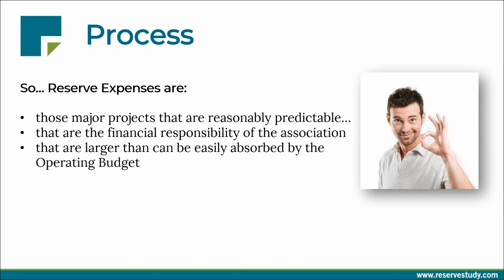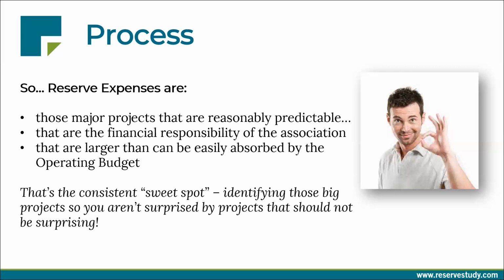We don't want anything just lingering out there that is going to unsettle the operating budget, cause you to say, oh, darn it, when that thing hits. We want the big projects to be captured and identified and planned and budgeted for in the reserve study. Okay, so that's what we're looking for, using that national standard 4-part test. And that will provide you with a consistent sweet spot, giving you a component list that identifies all the right projects, the big ones, reasonably predictable, that are going to be unsettling to the association otherwise. Those are the things we're trying to capture and plan for.